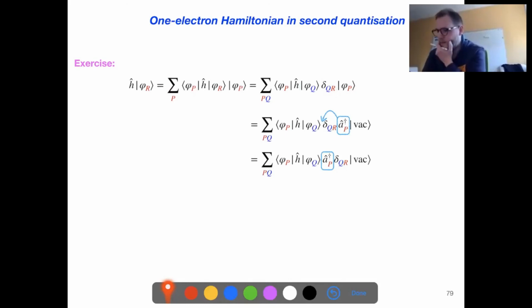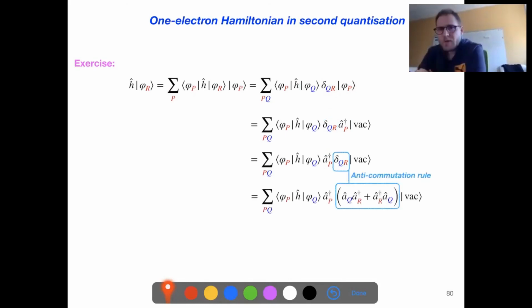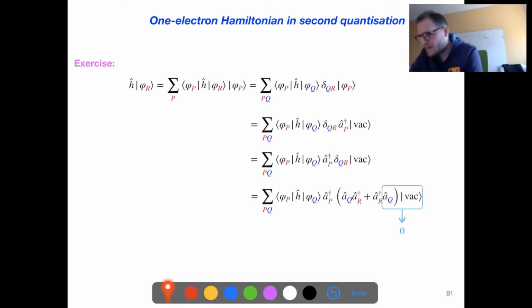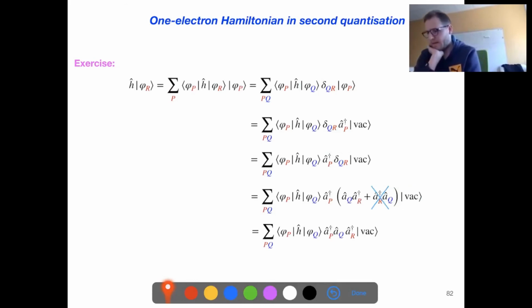So I do that. And now I'm using the anti-commutation rule that we have seen before. So I replace this Kronecker delta by this anti-commutator of annihilation creation plus creation annihilation. Okay, that comes from the rules of second quantization. All right. I also remember that when I apply the annihilation operator onto the vacuum, that makes 0. Which means that I can just remove that term. So that's what I do. Okay. And at the end, this is what I have, once I remove this term here.